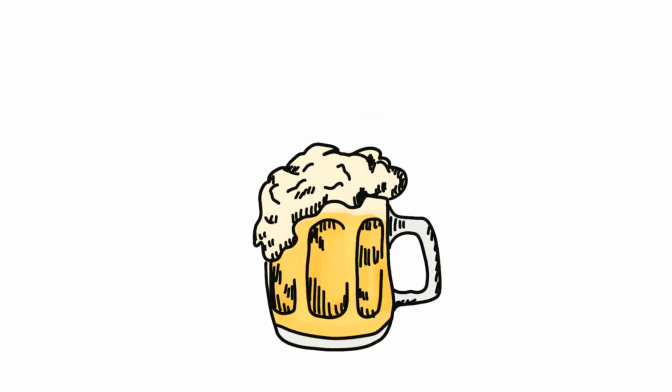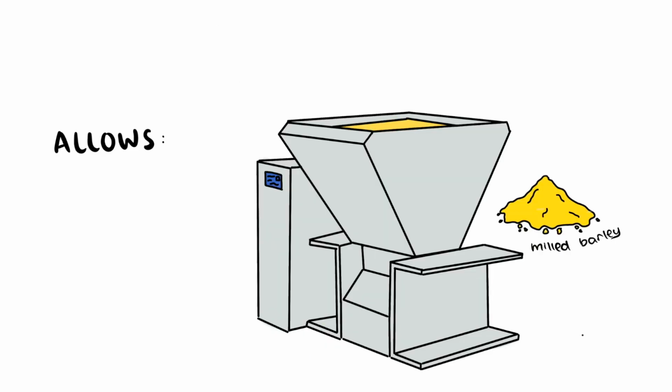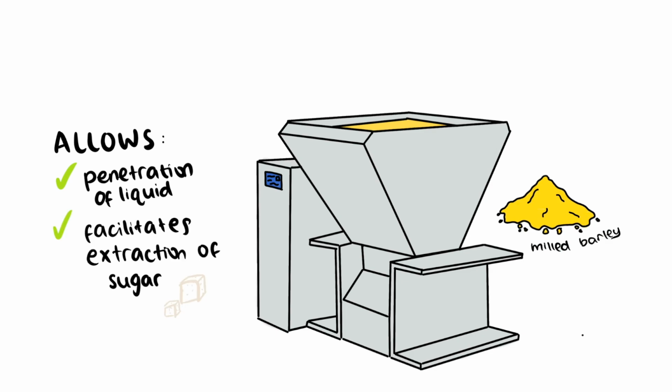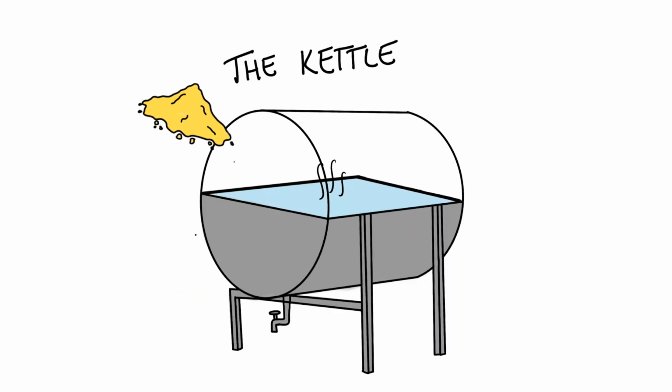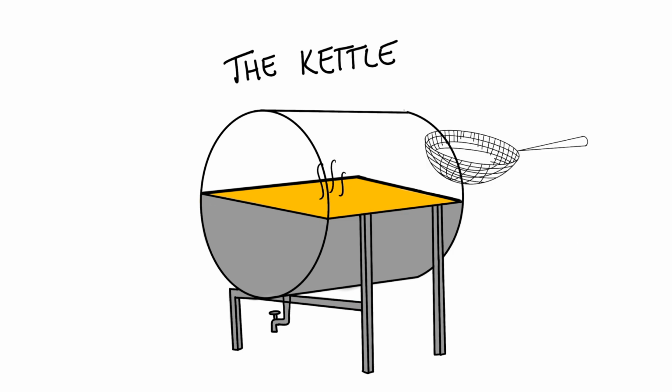Let's walk through the process of making beer. First, the grains are milled. This allows for the penetration of liquid inside the grain and facilitates the extraction of sugars. The ground grain is cooked in water at high temperatures for 2 to 4 hours to obtain wort, a liquid containing the sugars, flavors, and aromas of the barley grain. The grain solids are filtered out using a slow sieving process.